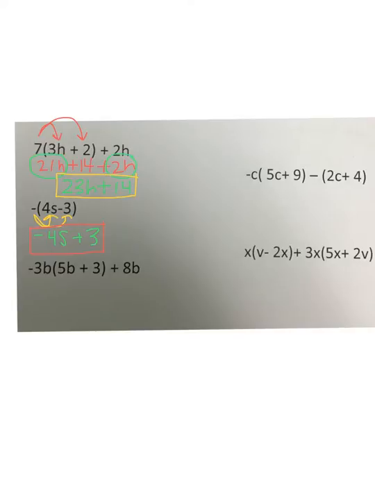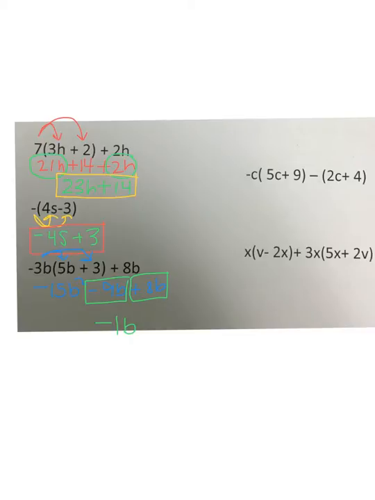So following down, we need to distribute -3b, and -3b times 5b gives you -15b squared. -3b times 3 would give you -9b. Then bring down your plus 8b. And you should have realized that there are like terms. So we have +8b and a -9b. When you combine those, you should get -1b, or just -b. That's fine as well.